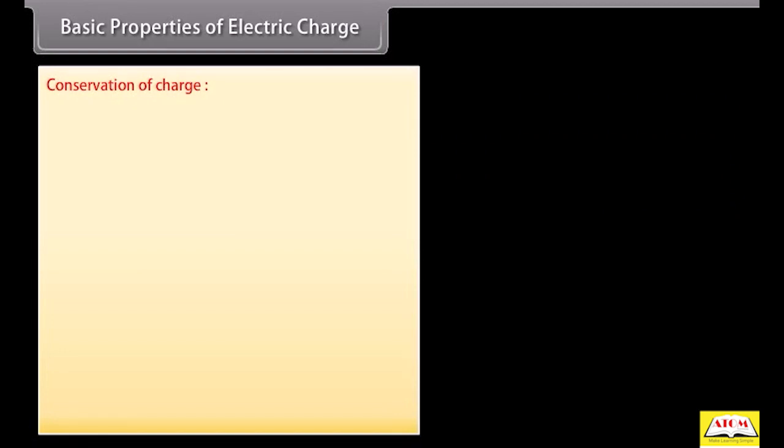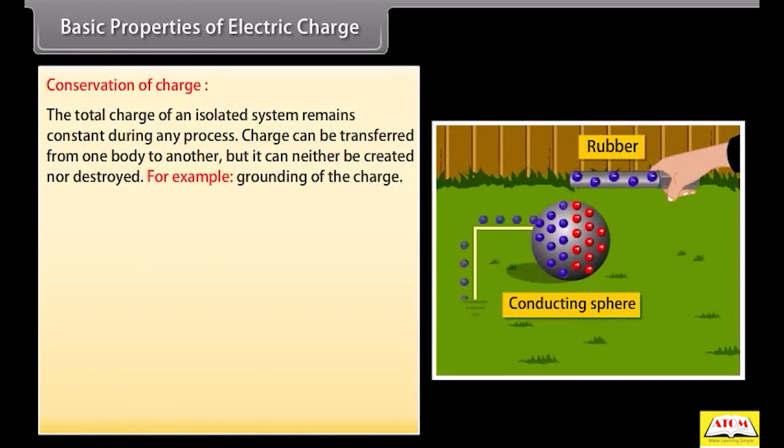Conservation of charge. The total charge of an isolated system remains constant during any process. Charge can be transferred from one body to another, but it can neither be created nor destroyed. For example, grounding of the charge.